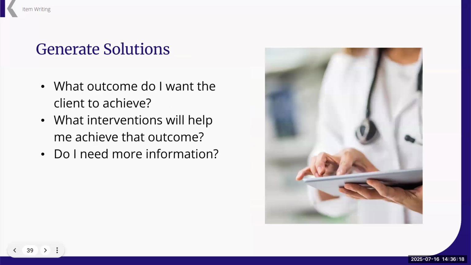The next step is to generate solutions. This is the action planning phase where the nurse determines what to do in response to the situation. Key questions that guide us in writing this step is, what outcome do I want the client to achieve? Everything we do in nursing is outcome driven. Are we trying to stabilize blood pressure, reduce pain, prevent a complication? Clarifying that goal first helps ensure our actions are intentional and targeted.